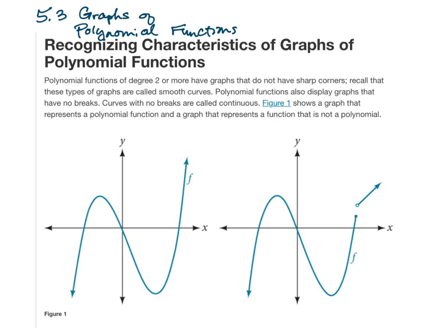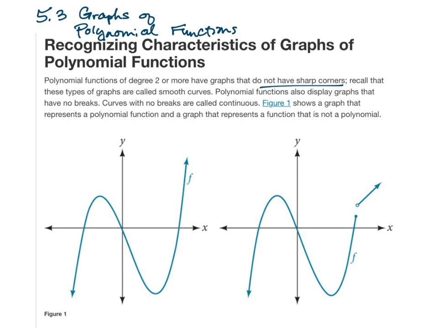This starts 5.3, recognizing characteristics of graphs of polynomial functions. I wanted to start by looking at figure 1. It says polynomial functions of degree 2 or more have graphs that do not have sharp corners. So polynomial functions are always smooth curves. Always. Sharp corners are like what you see on an absolute value graph, not here. The other word for this would be cusp, or sharp corner, or peak. These always have smooth curves.